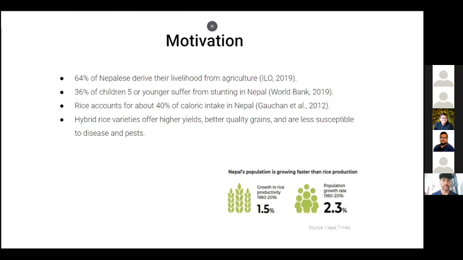So this study would come in handy because hybrid rice varieties offer higher yields, which would help with scarcity, and better quality of grains, which would help with malnutrition. Hybrid rice varieties are also less susceptible to diseases and pests, which would help with the stress-prone regions of Nepal.